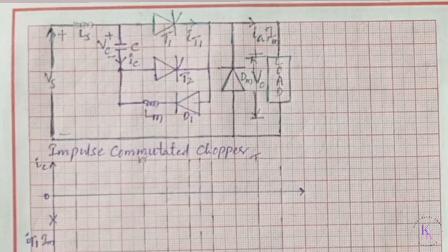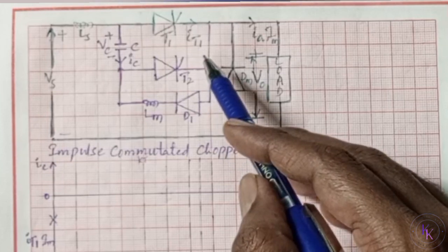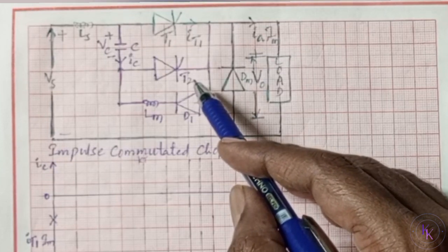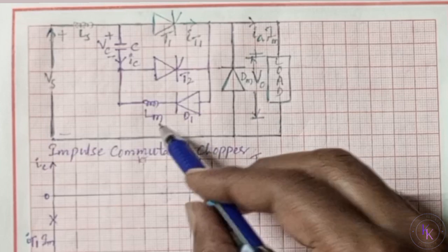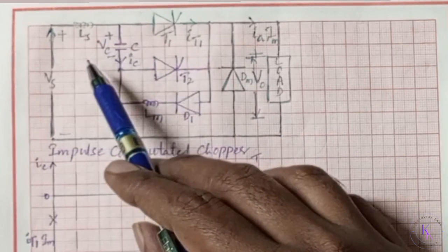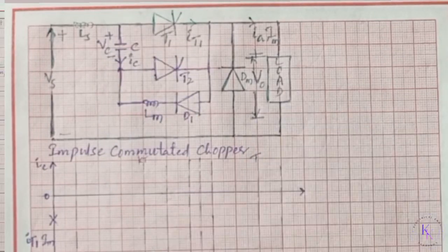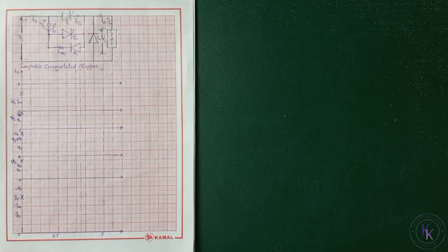The impulse commutated chopper is a very simple circuit with two thyristors, T1 and T2, and a diode D1, where T1 is the main thyristor and T2 is the commutation circuitry thyristor, and D1, LM and C form the commutation circuit. C is the commutation capacitor, LS is the source inductor, and DM is the freewheeling diode connected to the load. The operation of the impulse commutated chopper can be divided into 5 modes.